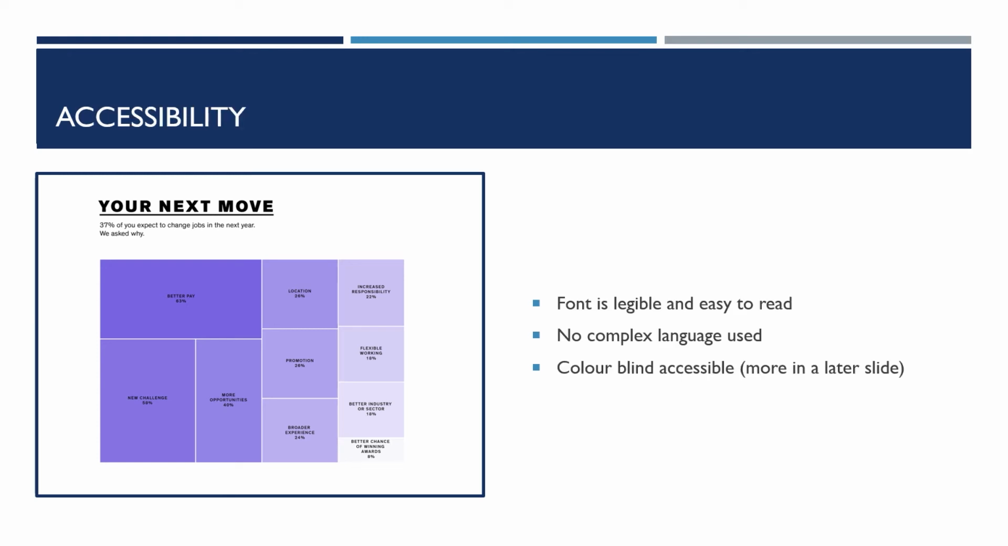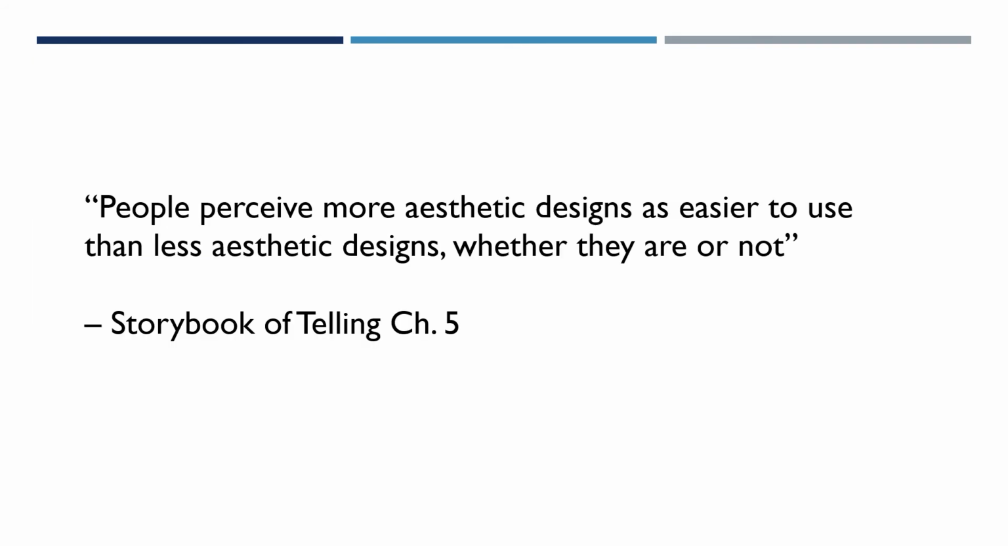Accessibility makes sure that we are able to get our message across to an audience, regardless of disabilities or knowledge level. The tree map succeeds in accessibility in that the font is legible and easy to read, no overtly complex language is used, it is clean and easy to view, and it is colorblind accessible, something we will discuss in depth shortly. The aesthetic-usability effect states that people perceive more aesthetic designs as easier to use than less aesthetic designs, whether they are or not. Therefore, aesthetics, and by extension color, are important when it comes to visualizations.